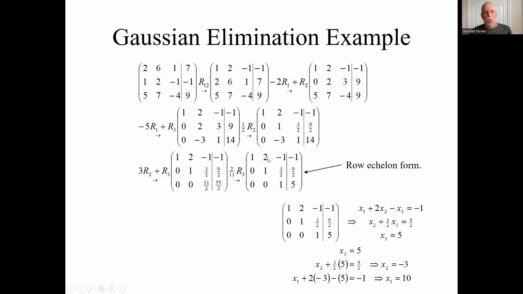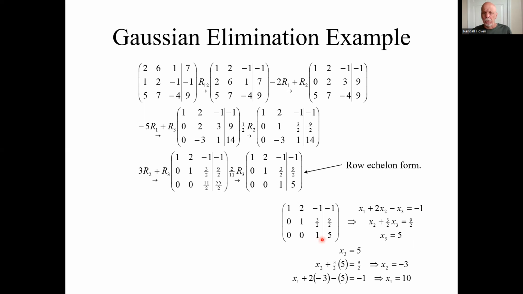But now this matrix represents the same system of equations in the same variables. So I can go the other way. I'll take this matrix and write what its corresponding scalar equations are. This just means x3 equals 5. This means x2 plus 3 halves x3 equals 9 halves. So I can just back substitute.